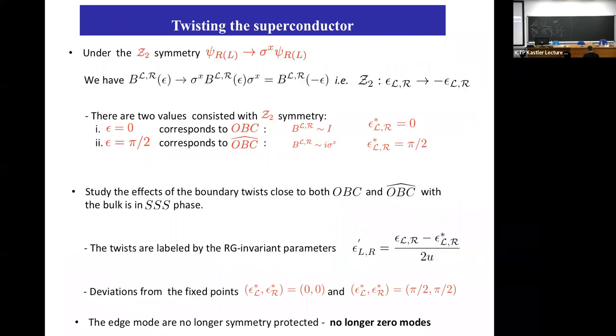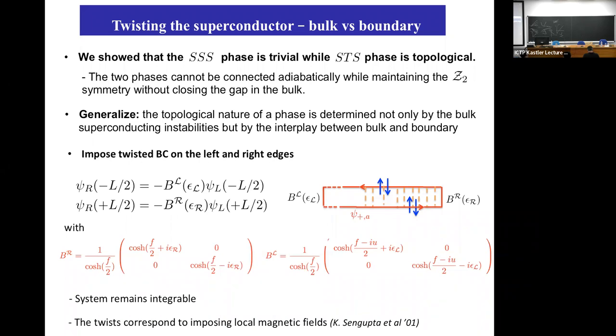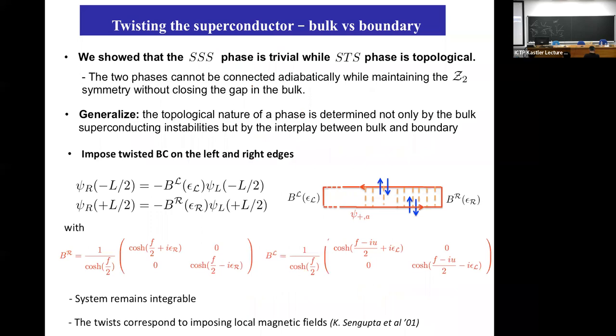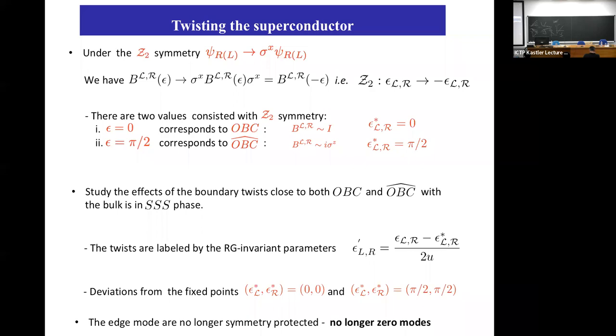Okay, so the model, if one applies a magnetic field or twist fields, as I've written here, still remains integrable and we can control it in a very precise way. Now, remember that the model has the Z2 symmetry. Under the Z2 symmetry, the boundary fields B left and right are mapped to sigma X, the spin flip. Here is epsilon L, which characterizes the left side. Here is epsilon R, which characterizes the right side. The spin flip mapping corresponds to epsilon going to minus epsilon.